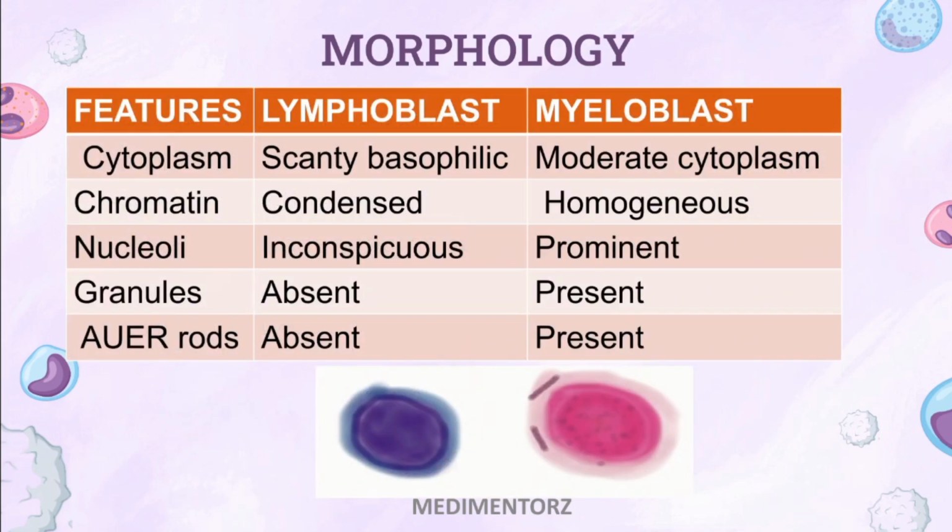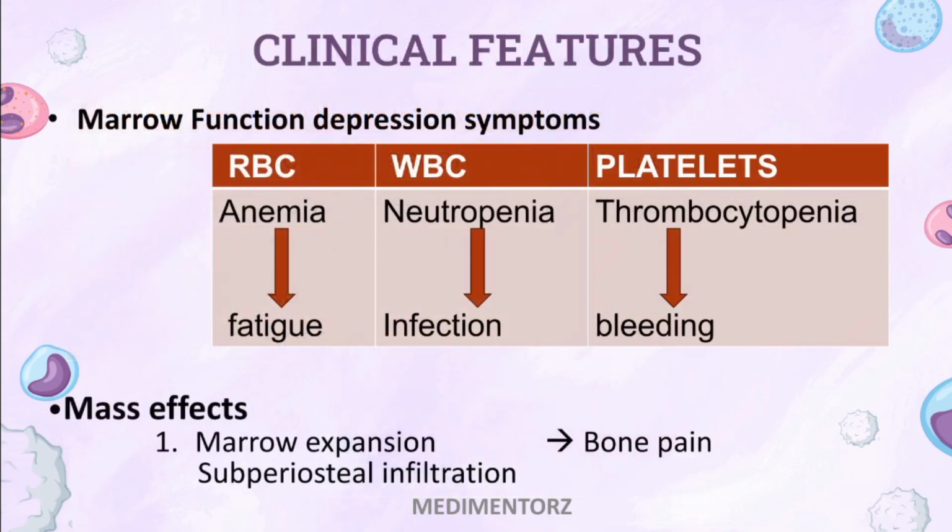Let's see about the difference between the lymphoblast and myeloblast. As we have already seen, the cytoplasm in lymphoblast is scanty and basophilic, whereas in myeloblast we have a moderate cytoplasm, which is eosinophilic. The chromatin in lymphoblast is condensed, whereas in myeloblast it is homogeneous. In lymphoblast we have less or inconspicuous nucleoli. In myeloblast we have prominent nucleoli. The granules and or rods are absent in lymphoblast, whereas in myeloblast the granules and or rods are the prominent features.